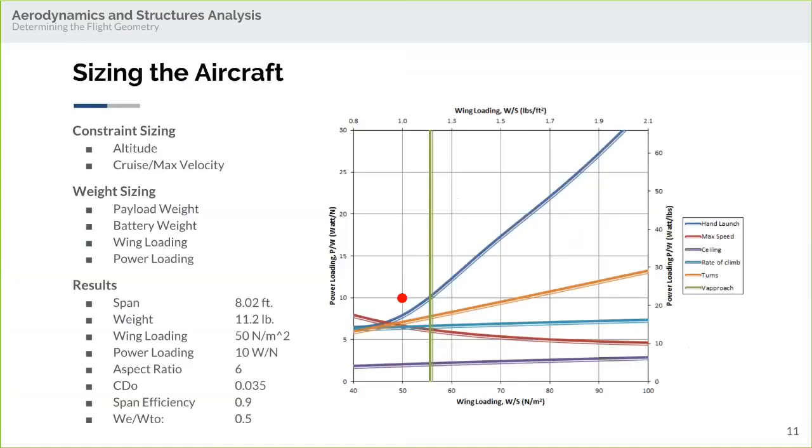And as a result, we found that our span would be 8.02 feet, our weight would be 11.2 pounds, with a wing loading of 50 newtons per meter squared, a power loading of 10 watts per newton, an aspect ratio of 6, CD naught of 0.035, span efficiency of 0.9, and an empty weight ratio, or empty weight fraction, of 0.5.